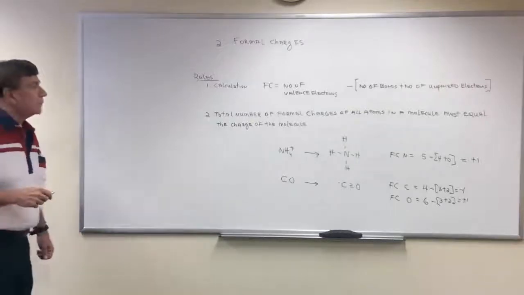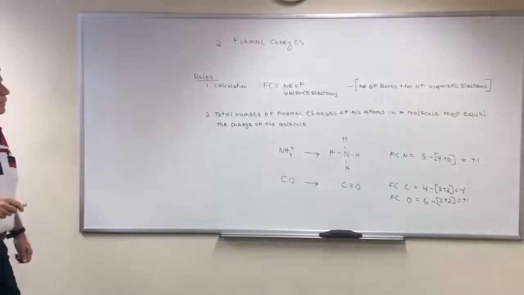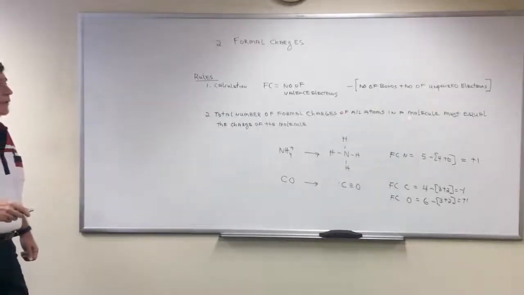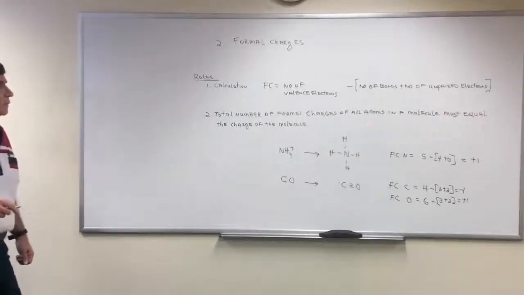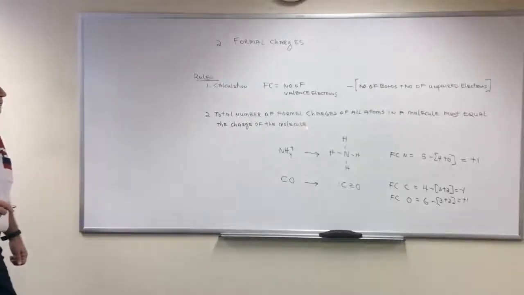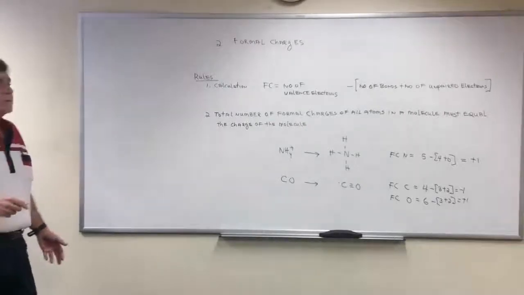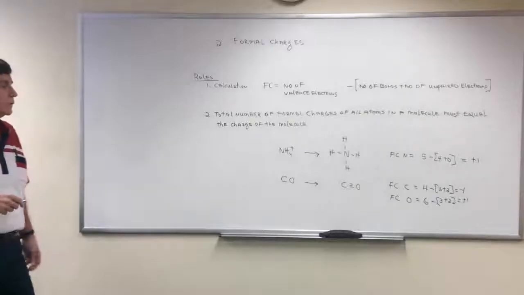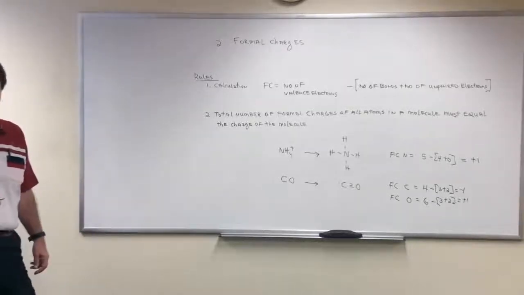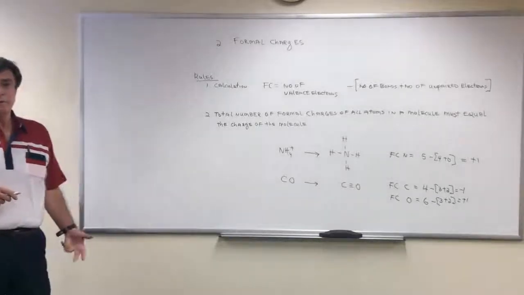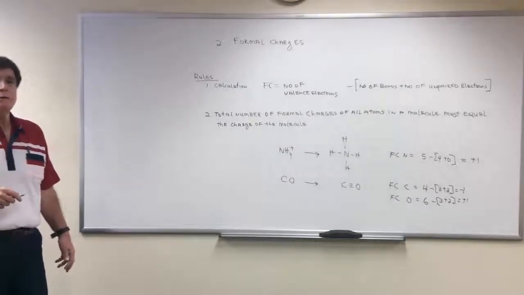The next rule is that the total number of formal charges of all the atoms in a molecule must equal the charge of the molecule. What does that mean? If the molecule is neutral, the sum total of the charges must equal 0. If the molecule has a charge, the sum total of the charges must equal the charge of the molecule.